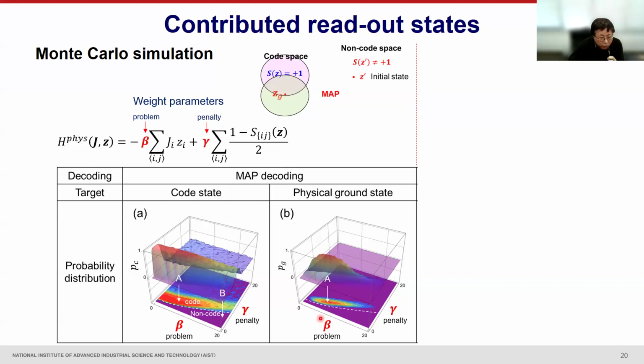This is reasonable because the target physical state should be a code state. So at point B, we cannot obtain any physical target ground state.